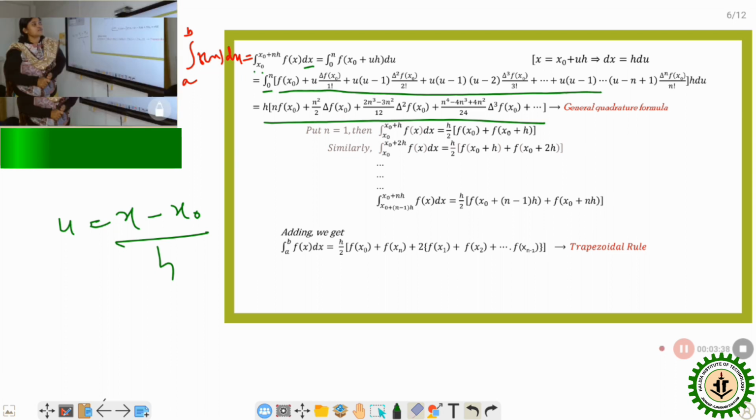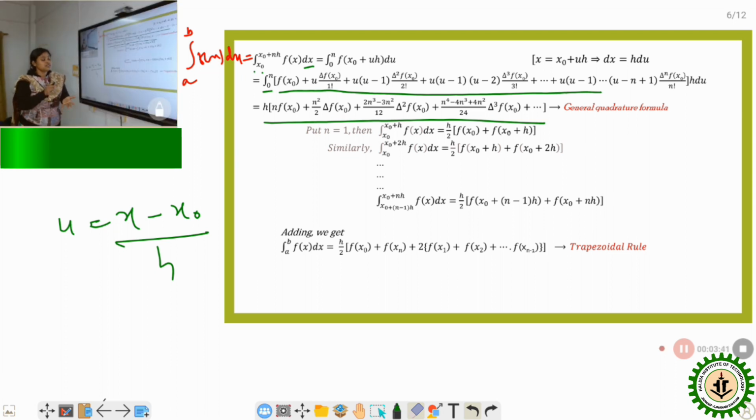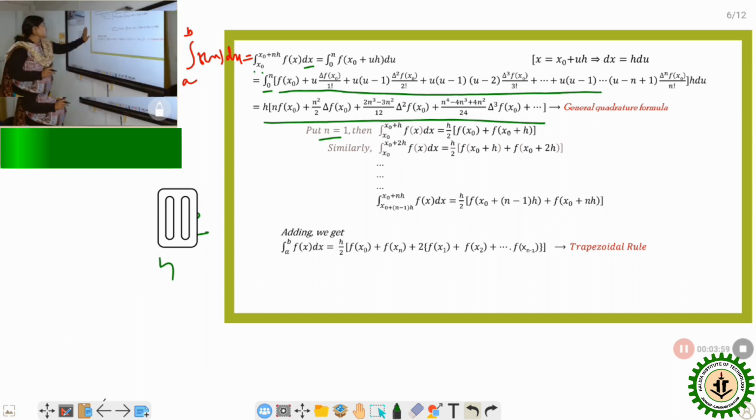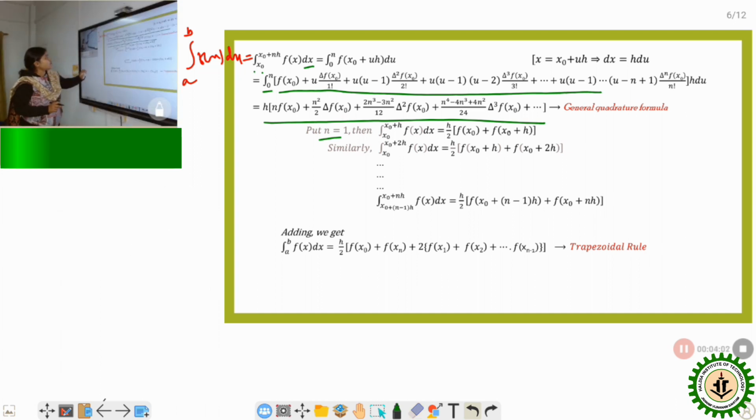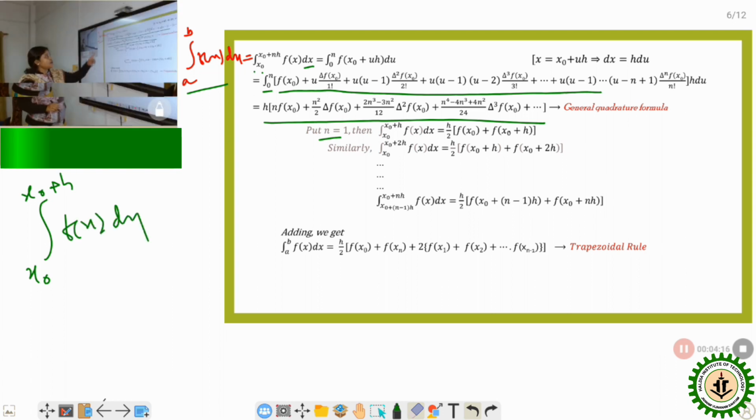Now from this general quadrature formula, we can derive trapezoidal rule, Simpson's 1/3 rule, Simpson's 3/8 rule, and also Weddle's rule, by putting different values for n. Now we are talking about trapezoidal rule. In this case, we have to put n equal to 1 in the general quadrature formula. So if I put n equal to 1, the left hand side, the integral from x naught to x naught plus nh f(x) dx, will become x naught to x naught plus h f(x) dx. Because I am putting n equal to 1. So this will be the left hand side.